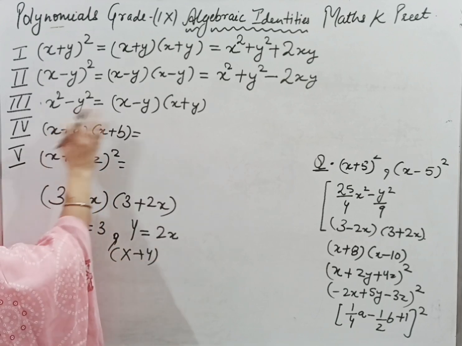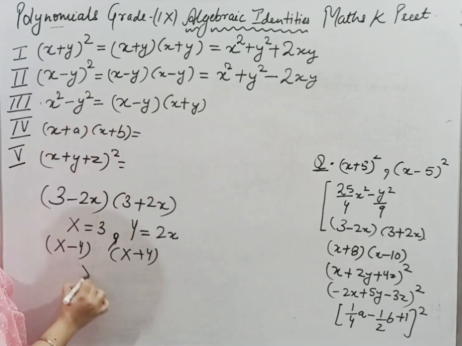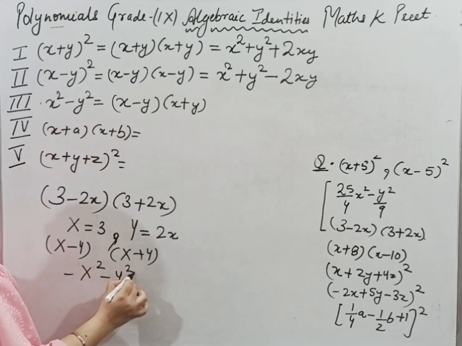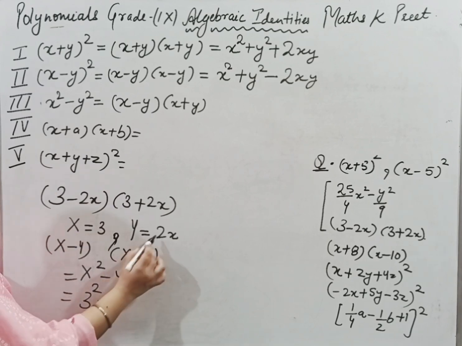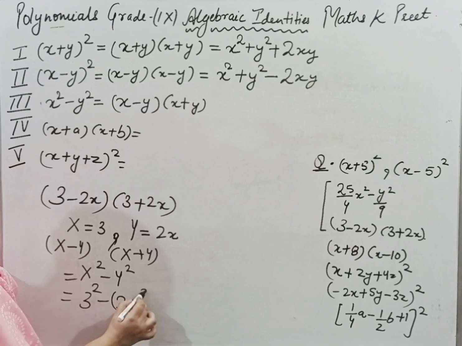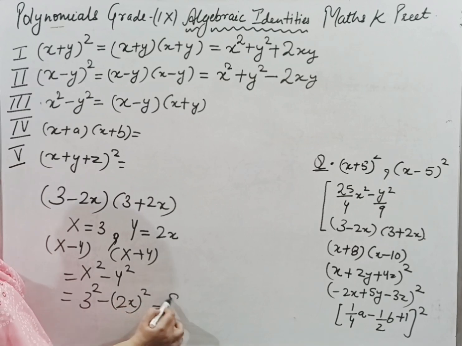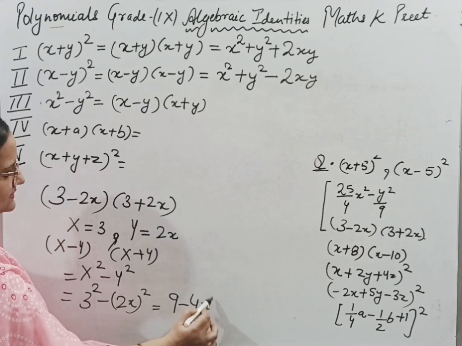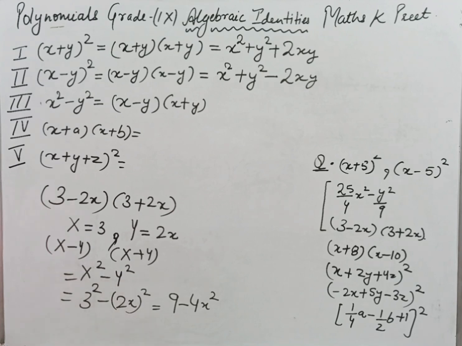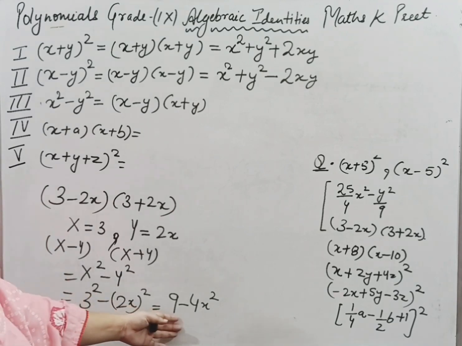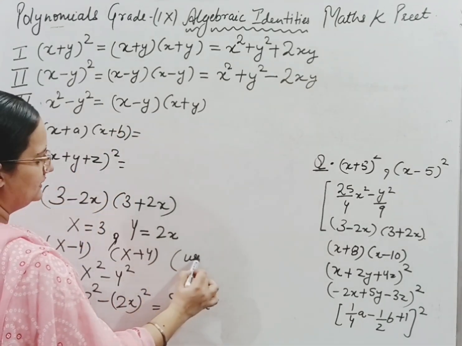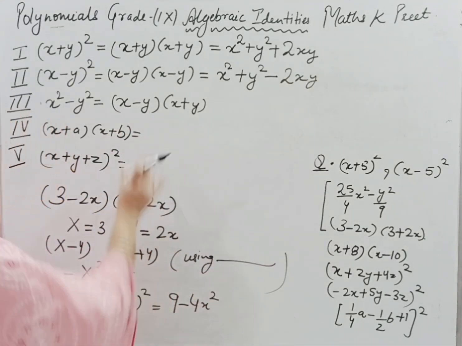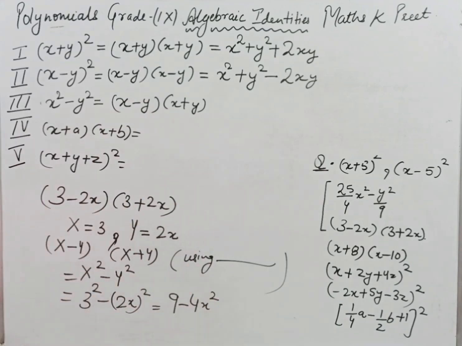But this identity is the same. If I have factors, I can write it as X square minus Y square. So what is my X? 3. I have to write 3 square minus (2x) whole square. So this equals 9 minus 4x square. So this is my answer. If these are the factors given, this is the polynomial. So these are the factors of this polynomial. You have to write all these in the brackets, using which identity? You have to write the complete identity here for the reason.